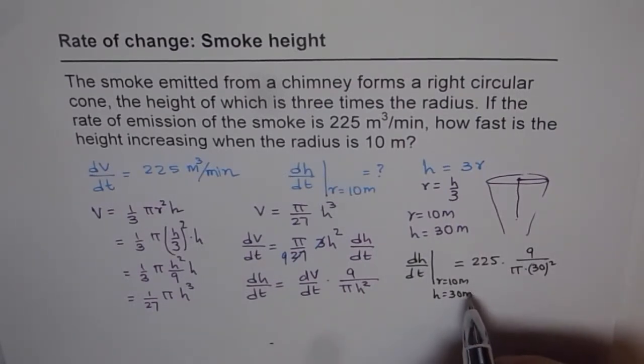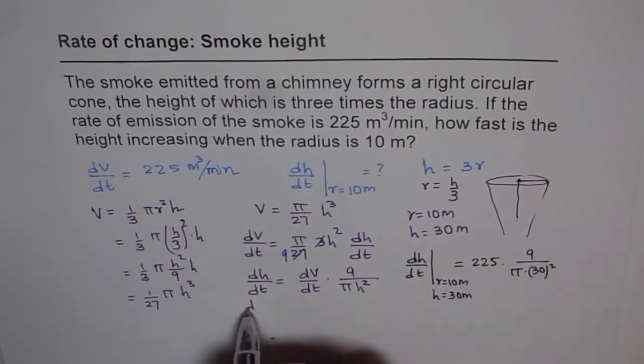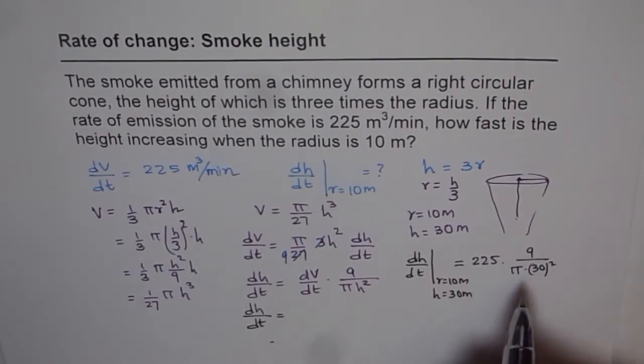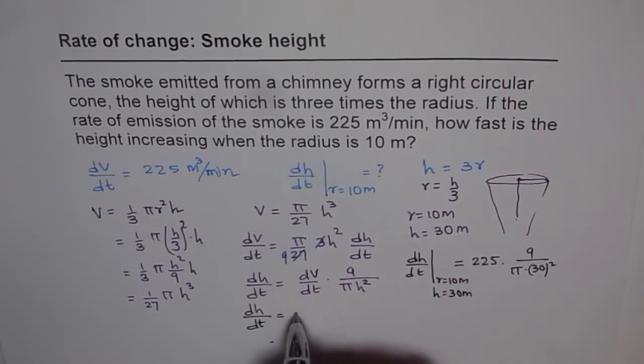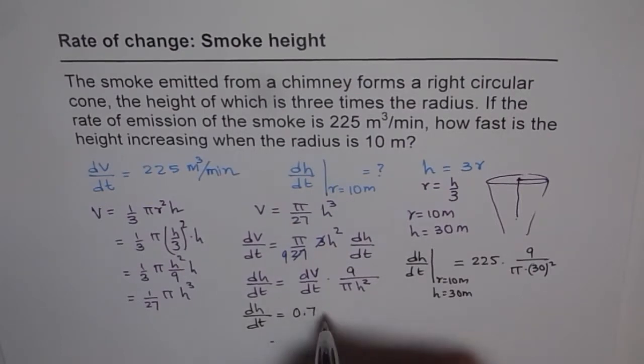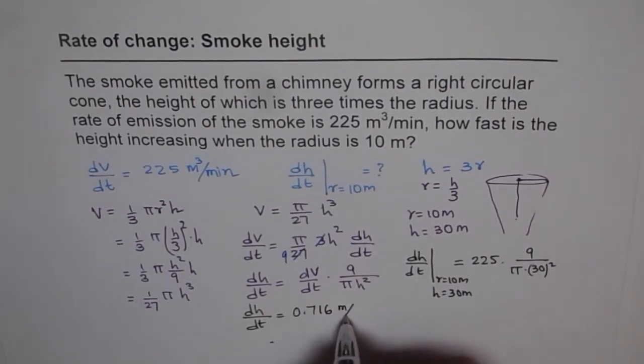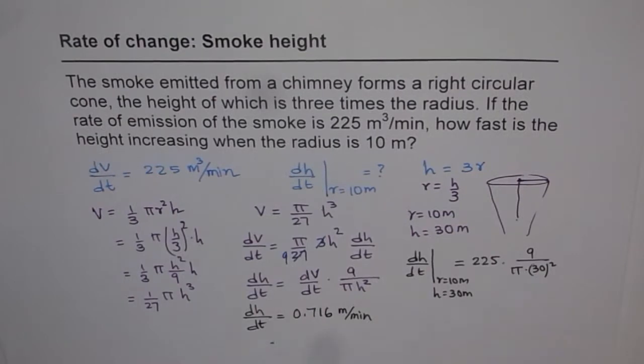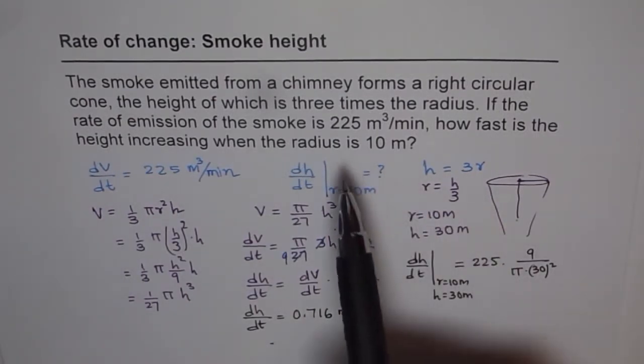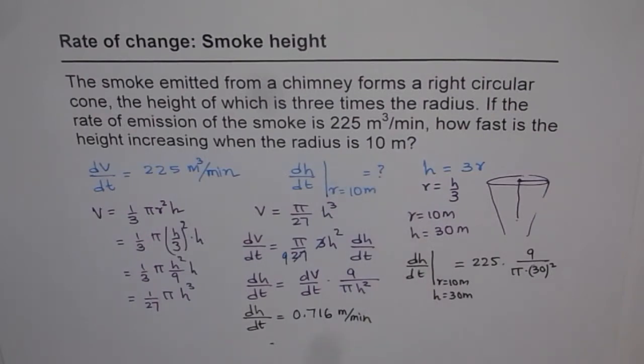So let me write down here now. dH/dt equals 0.716, right? So that is the rate of change of height, and the units will be meters per minute, right? So that is the rate of change of height when the radius is 10 meters, right?